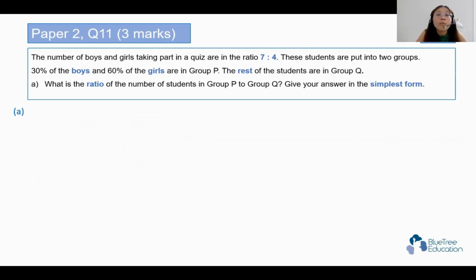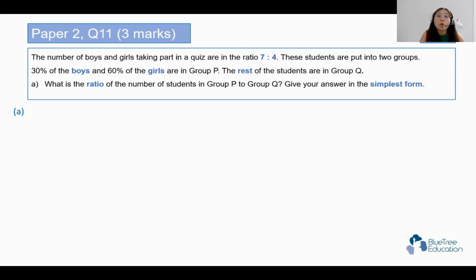So the number of boys and girls taking part in a quiz are in the ratio of 7:4. These students are put into two groups. 30% of the boys and 60% of the girls are in group P, and the rest of the students are in group Q. So what is the ratio of the number of students in P to Q? And give your answer in the simplest form.